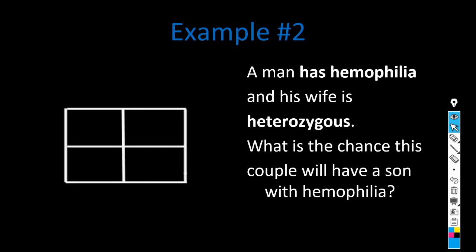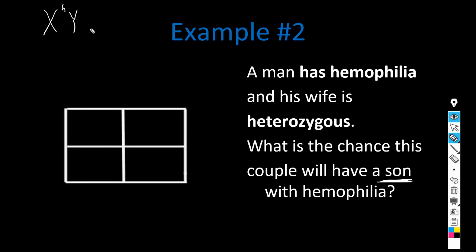Example number 2. A man has hemophilia and his wife is heterozygous. What is the chance this couple will have a son? So now we've taken it one level deeper. We're not asking about a child. We're asking specifically about a son. And so a man has hemophilia. So I'm first going to do my test cross. I'm going to make my man right there.